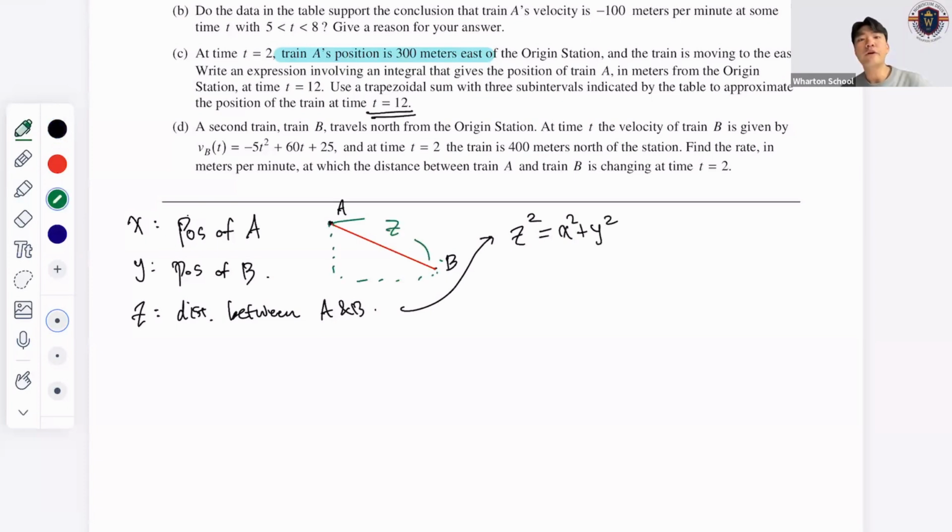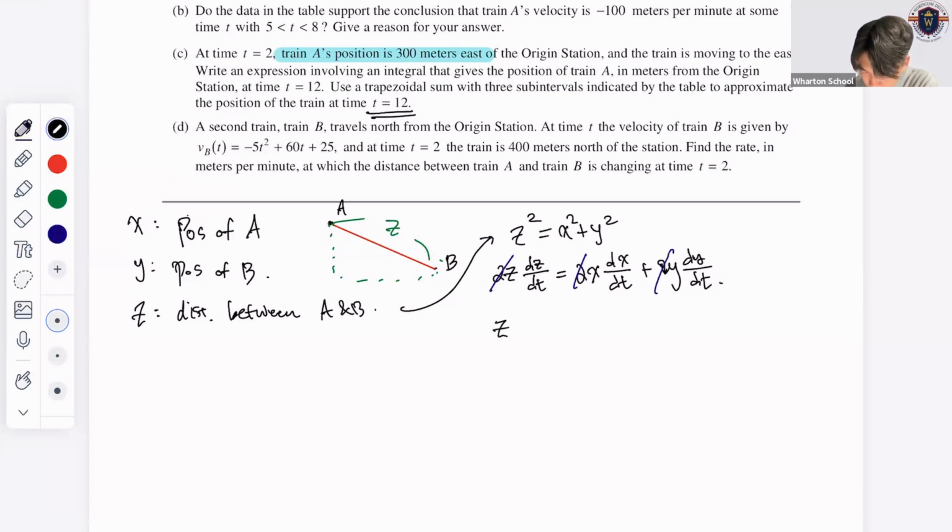So this is z. Let's first differentiate both sides with respect to t. That's what we were curious about. So 2z dz/dt, we're using implicit differentiation, equals 2x dx/dt plus 2y dy/dt. Let's divide everything by 2 for simplicity. So what do we know? z dz/dt is equal to x dx/dt plus y dy/dt, right?